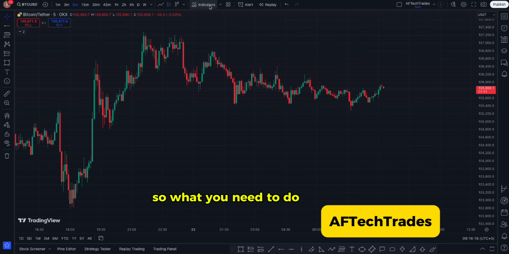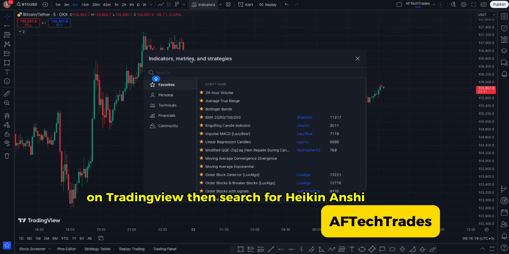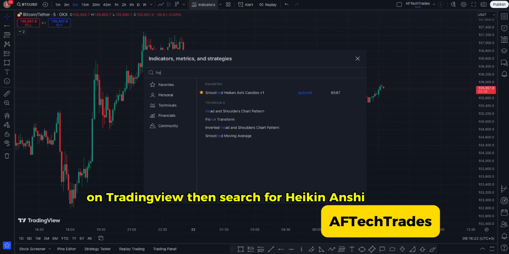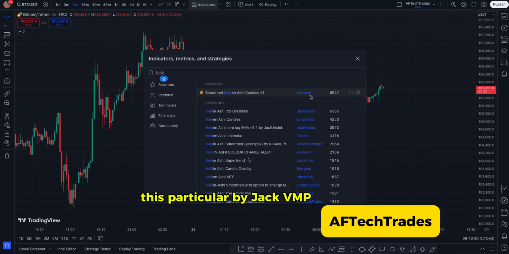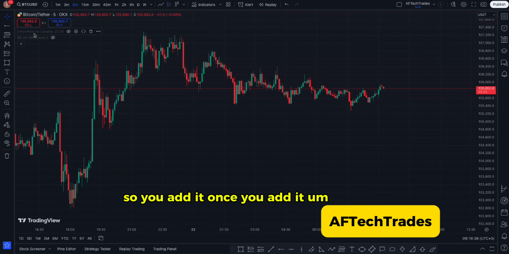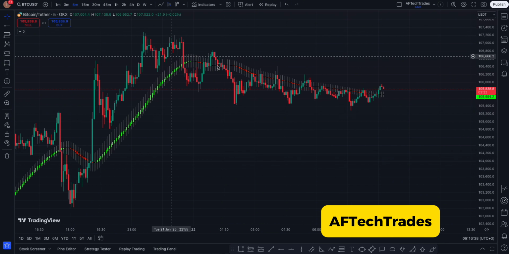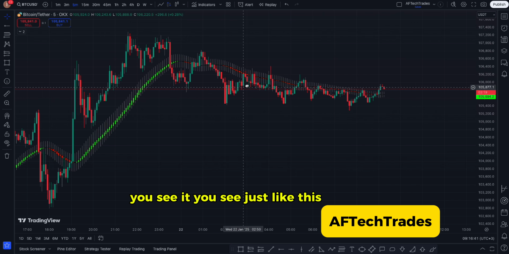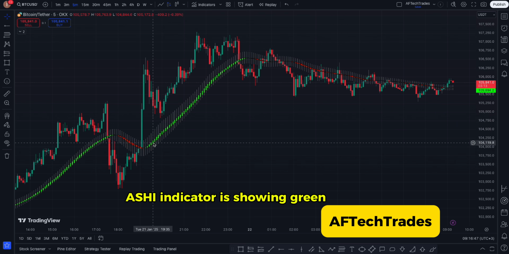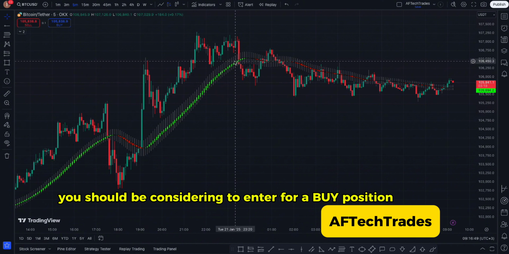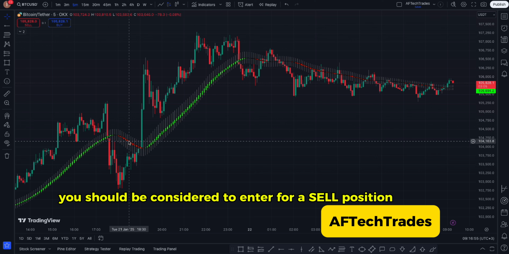So what you need to do is go straight to your indicators on TradingView, then search for Heikin Ashi, this particular one, the smoothed Heikin Ashi indicator by Jack VMK. You add it, and once you add it, you will see it just like this. Simply put, if this Heikin Ashi indicator is showing green, you should consider entering for a buy position. And if it is showing red, you should consider entering for a sell position.